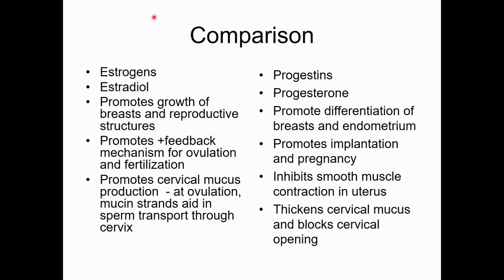So we have estrogens and progestins. Estrogens is the main category, but the specific hormone that's produced most abundantly in human females is called estradiol. Estradiol promotes growth of the breasts and the reproductive structures. It promotes positive feedback at ovulation. It promotes the production of a cervical mucus at ovulation that forms little strands. And those little strands help the sperm find the os of the cervix and helps them swim right up into the reproductive tract.